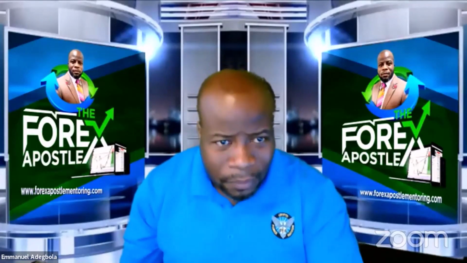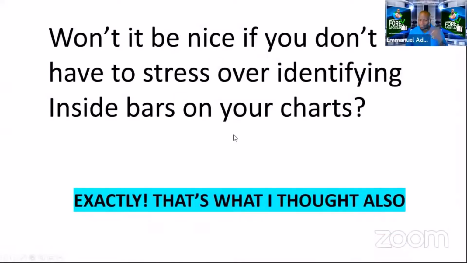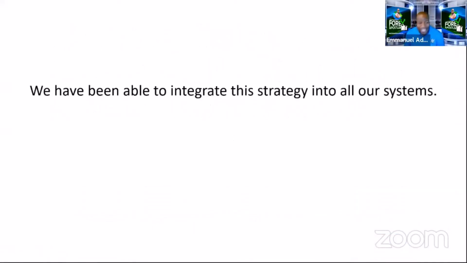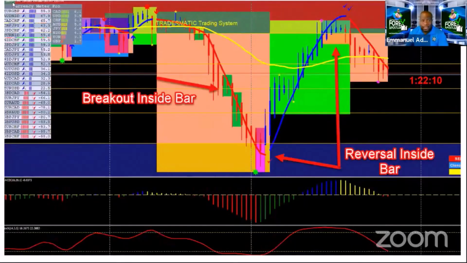So right there, once you have that, that is what I just thought, right? That all of you will like to have that. So we'll be able to integrate this strategy into most of our systems. For instance, if you are using Tradermatic VIP version, not the basic version, okay? If you are using Tradermatic VIP version, you'll be able to get this.